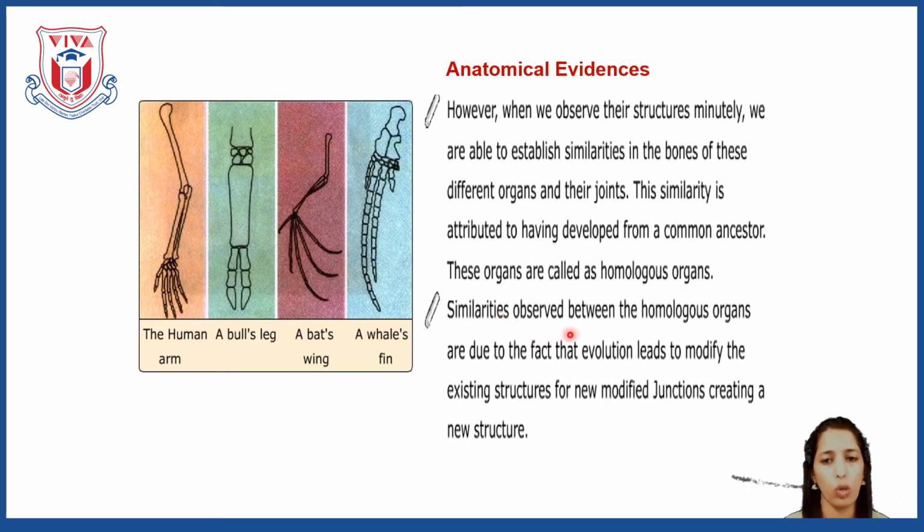So this similarity is observed between homologous organs. Homologous organs means homo is same, okay, one. Homologous organs show that evolution modifies existing structures for new modified functions, creating new structures. This shows that they had one ancestor, and through gradual changes, they got some modification in their existing structure, and new modified functions were created over the period of evolution.